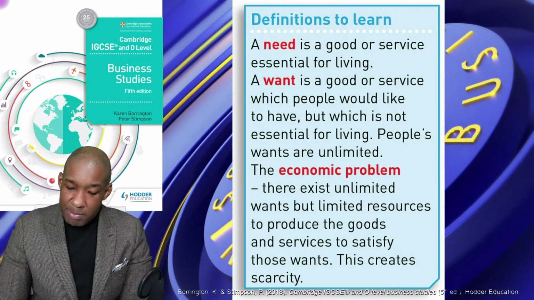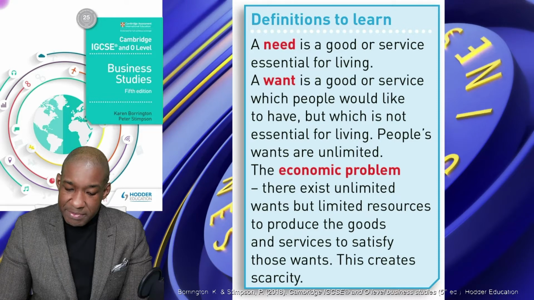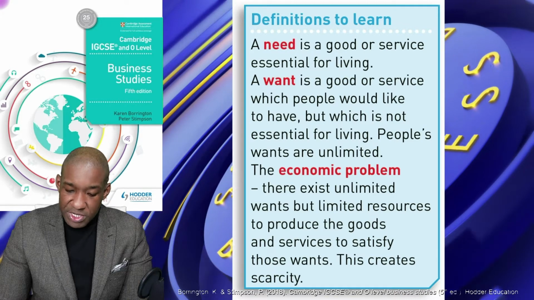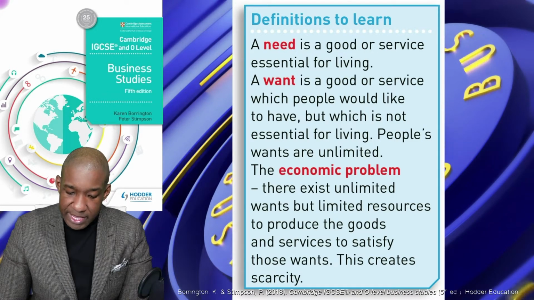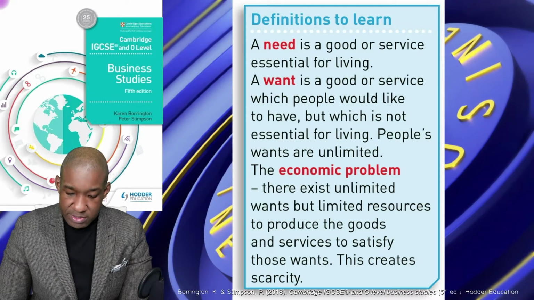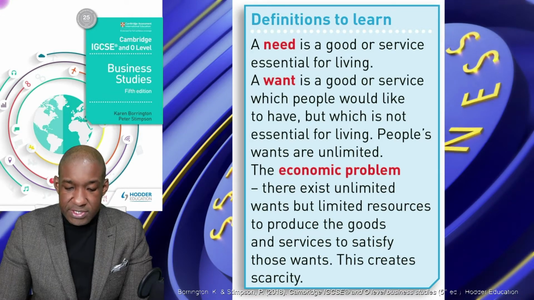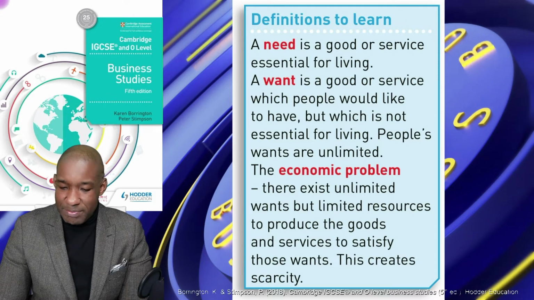The economic problem. There exist unlimited wants, but limited resources to produce the goods and services to satisfy those wants. This creates scarcity. Let's stop for a second and think about that.